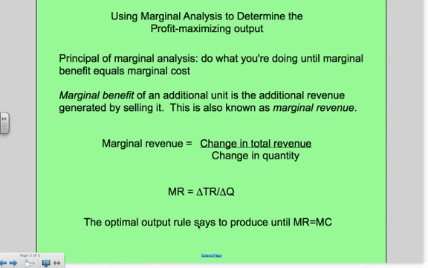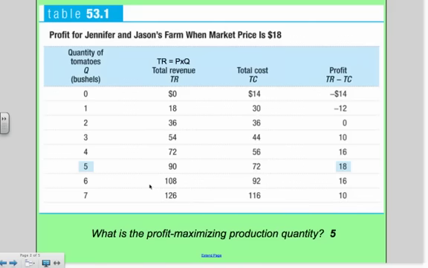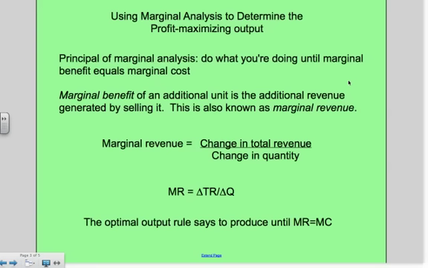Now, the optimal output rule that says produce until marginal revenue equals marginal cost is very, very similar to profit maximization. Profit maximization in this particular example showed us that there was a quantity that maximized our profit, being defined as total revenue minus total cost. To dig deeper into this, the optimal output rule tells us to produce until marginal revenue equals marginal cost.